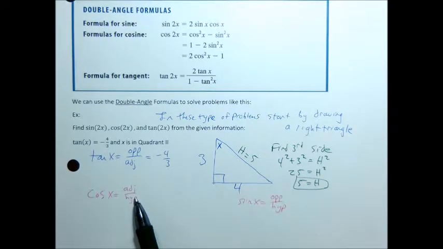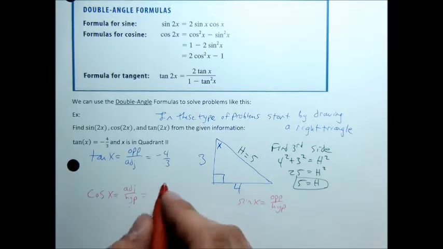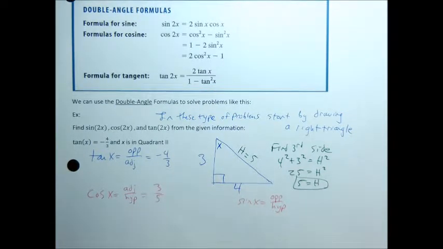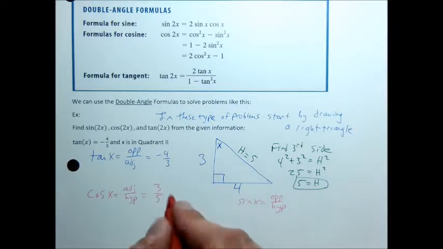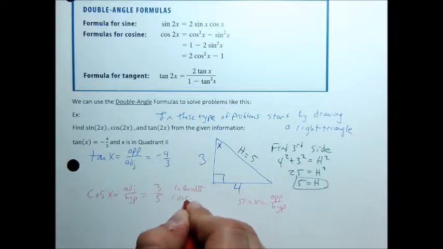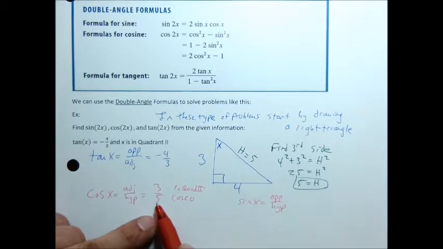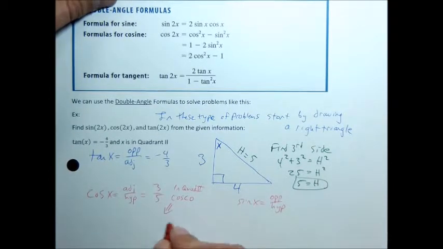Now we have a hypotenuse to plug into this formula, and we have a hypotenuse to plug into that formula as well. And so let's write down those values. So cosine then, adjacent over hypotenuse, would be 3/5. But, back to the question a second ago, we're in quadrant 2, where cosine is negative, right? Because the x values are negative there. And so instead of using positive 3/5, we use negative 3/5, because we're in quadrant 2.